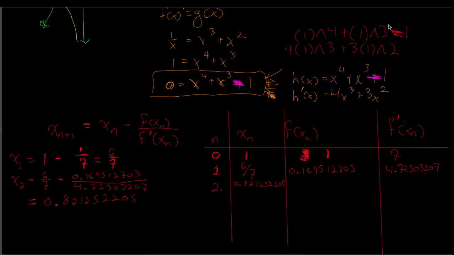So let's see, 0.8212522205 to the 4th plus 0.8212522205 minus 1.